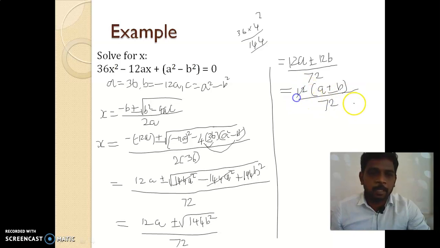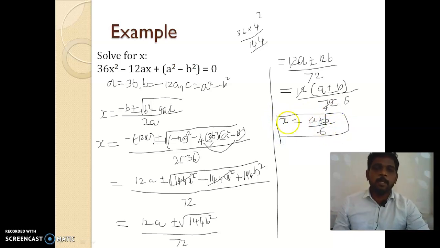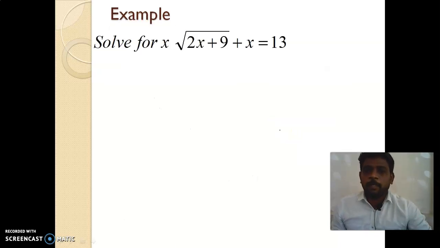So if you simplify, here 1 time, here 6 times, right? So x equals A plus or minus B divided by 6. So that's all. That is nothing but plus or minus, that is nothing but the value of x here. Okay. Right. Look at the next example.